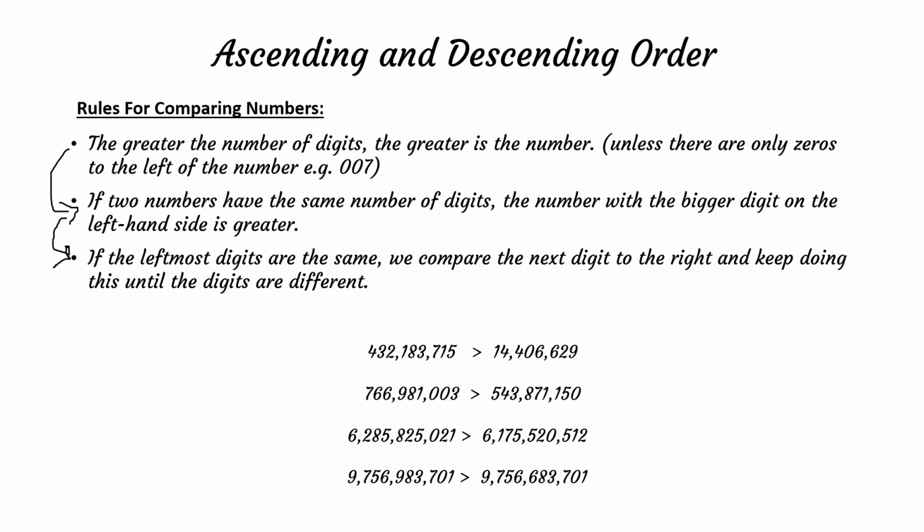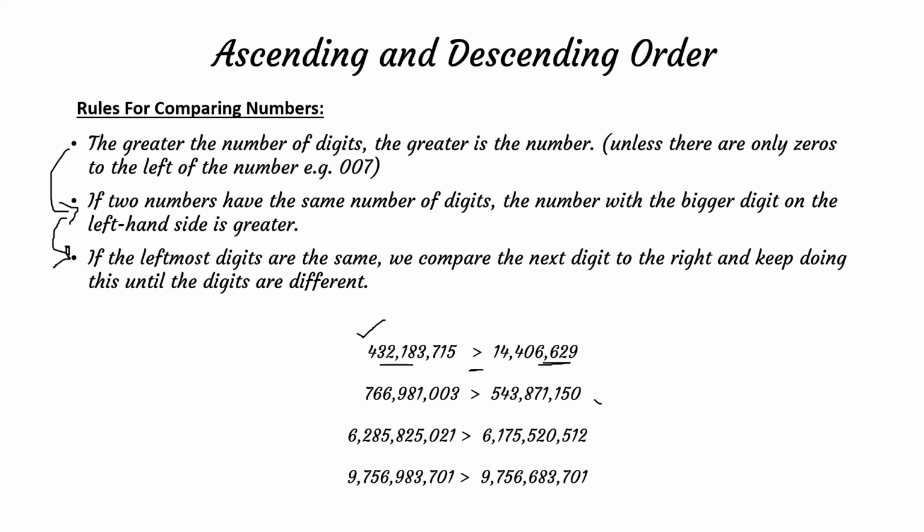First one, this. So let's count the digits. In this number there are 9 digits, and in this number there are 9 digits, and here there are 8 digits. So this number has more digits, so this number is greater than this one, so it is a greater than symbol.